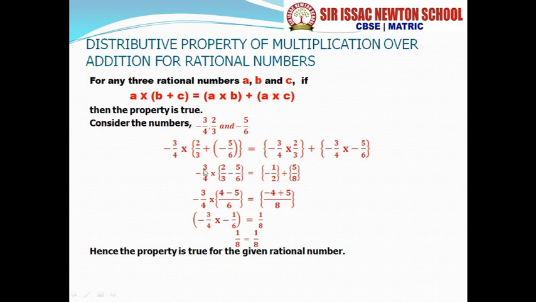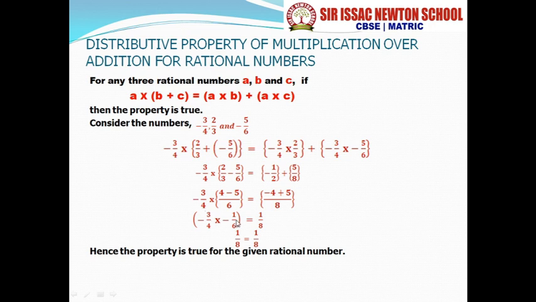See here, minus 3 by 4. The curly braces should be evaluated first. So 2 by 3 plus minus 5 by 6. Before we subtract, we should make these like fractions. The LCM for 3 and 6 is 6. So how to make 3 as 6? 3 into 2. So 2 into 2 is 4, minus 5. What is 4 minus 5? Which is minus 1 by 6.